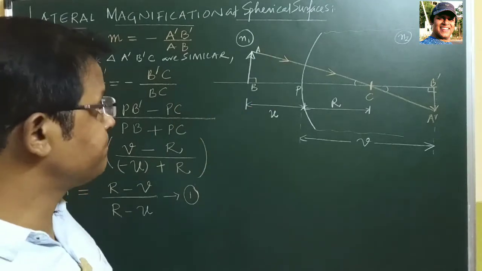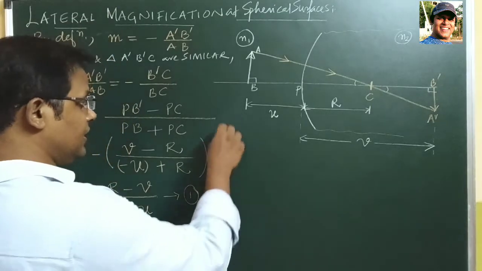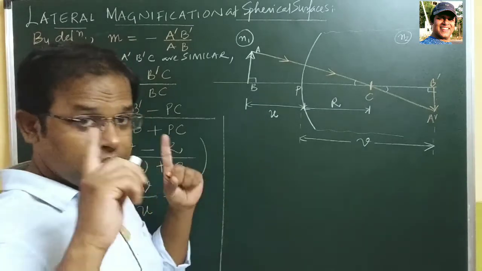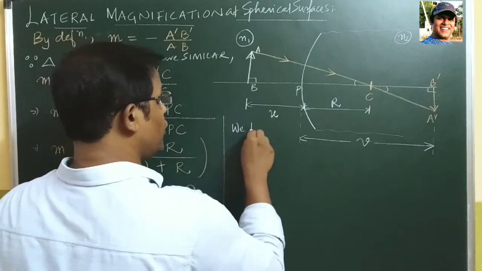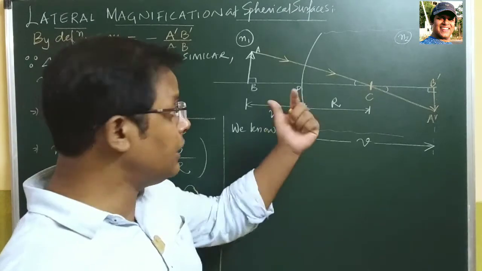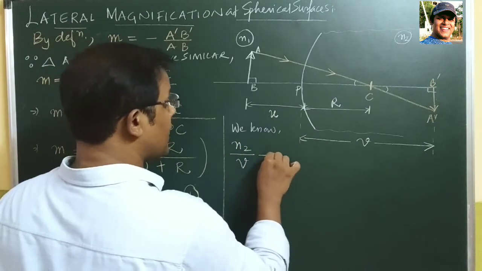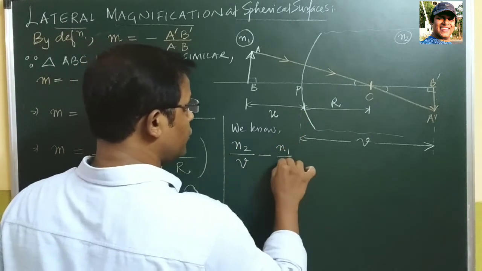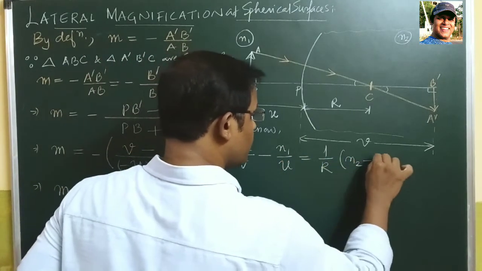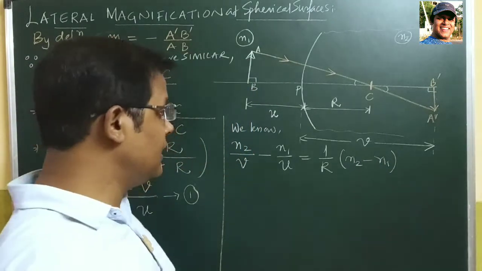R कैसे पता करें? Yes, the first part of this class. What did you get? क्या मिला था वहाँ पे? ये बहुत ही सुंदर सा equation मिला था. We got it. We know लिखते हैं. क्या लिखे थे भाई? कुछ याद आ रहा है सभी को? N2 by V minus N1 by U is equal to 1 by R into N2 minus N1. Check कर लें. Did we write it correctly?